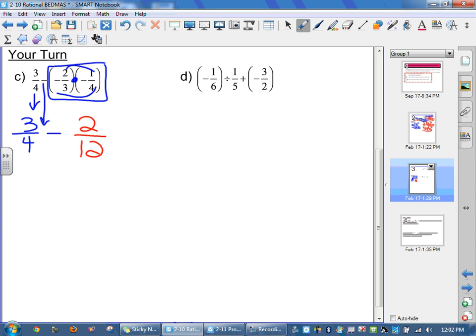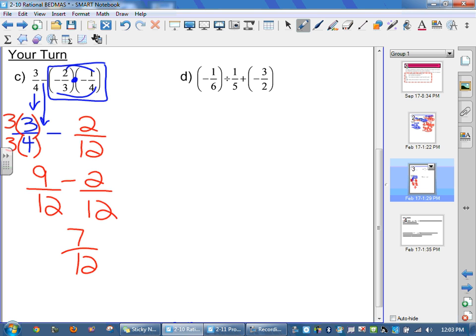So that means we're going to multiply the 4 by the 3 and the top number by 3, because 4 times 3 is 12. That gives me 9 over 12, subtract 2 over 12. I didn't have to do anything to the second one because he was already over 12. So now we just subtract our tops. We get 7 over 12. Final answer, all done. Okay, check your work on that one.